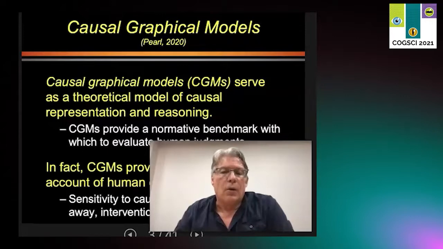Causal graphical models are a formalism borrowed from artificial intelligence that serves as a normative benchmark against which human causal-based judgments can be evaluated. In fact, causal graphical models have provided a good first-order account of human causal cognition, explaining phenomena such as sensitivity to causal direction, the phenomenon of explaining away, and how people anticipate the effects of their interventions.